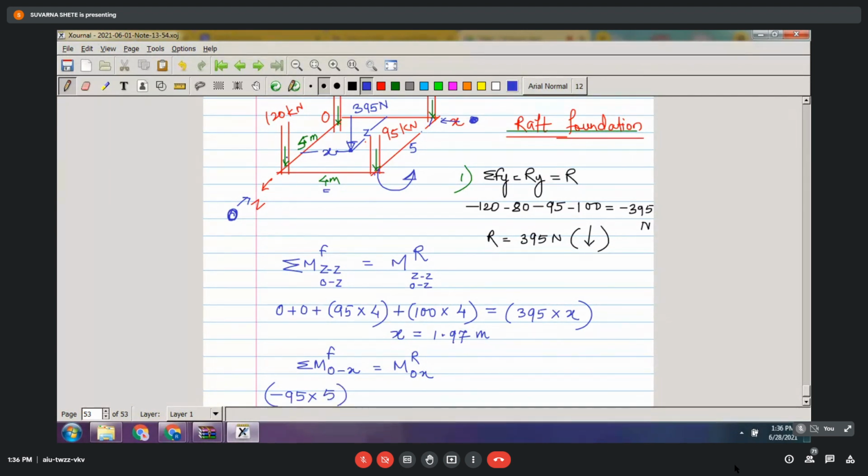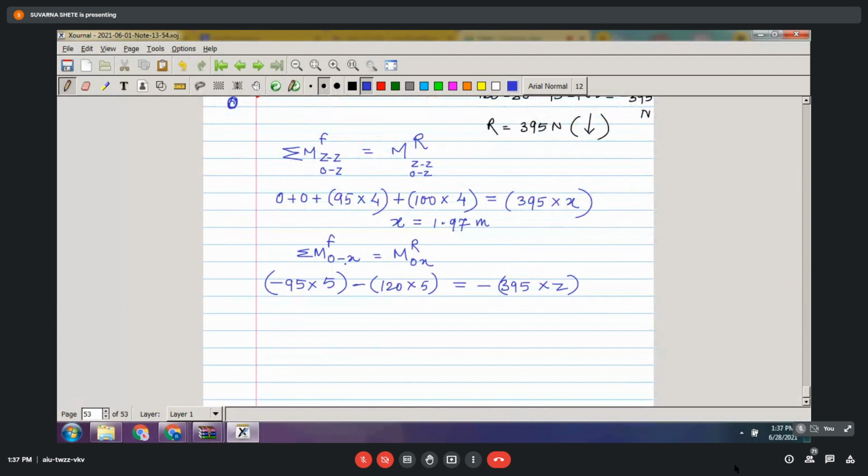What is next? The 120 kilonewton about OX will again create an anti-clockwise rotational effect. So I can write it with a minus sign. Minus 120 into the perpendicular distance, which is the same 5 meter. Okay, will be equal to, again my resultant is also downward. So about the OX axis it will also try to rotate the plate in the anti-clockwise sense. So it will be minus 395 multiplied by the perpendicular distance, which is Z. Is that correct? Yes.